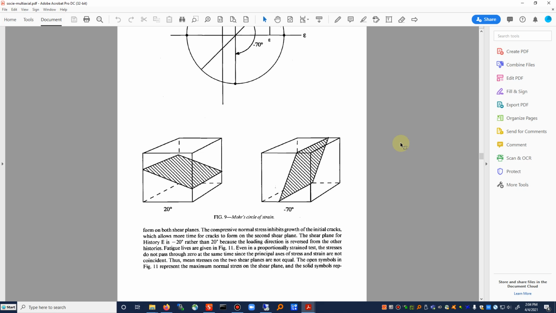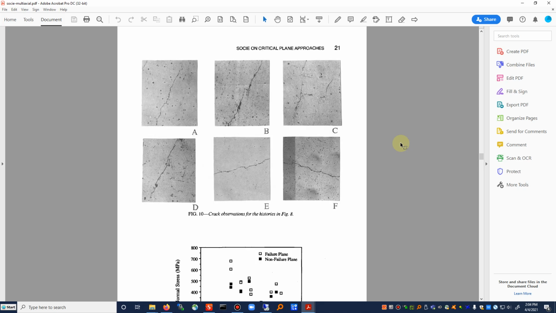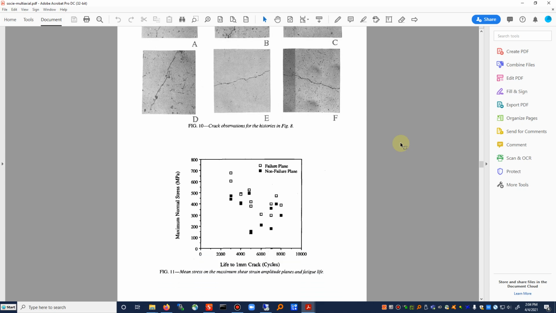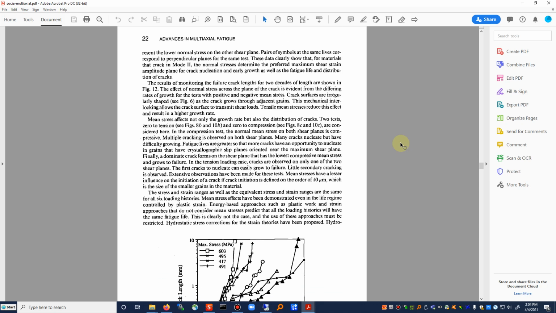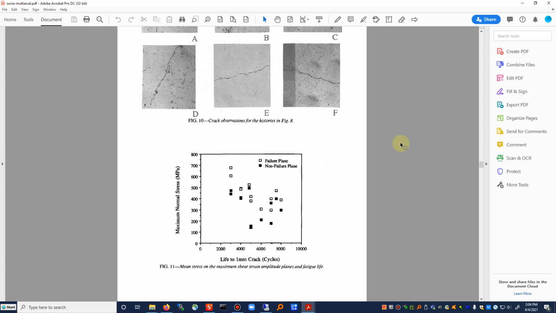Fatigue lives are given in Figure 11. Even in a proportionally strained test, the stresses do not pass through zero at the same time, since the principal axes of stress and strain are not coincident. Thus, mean stresses on the two shear planes are not equal. The open symbols of Figure 11 represent the maximum normal stress shear plane. Solid symbols represent the lower normal stress on the other shear plane.